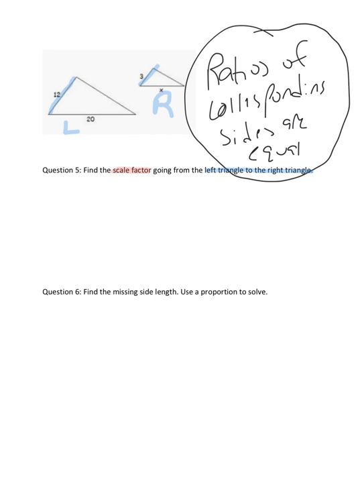So when we set up the scale factor, we have to be a little careful about how we set it up. Because it's telling us going from the left to the right, remember we have to write the number that represents the right triangle, in this case 3, at the top of a ratio, and the left triangle side length 12 on the bottom. When I simplify 3 over 12, I end up with 1/4. That tells me the scale factor here is 1/4.